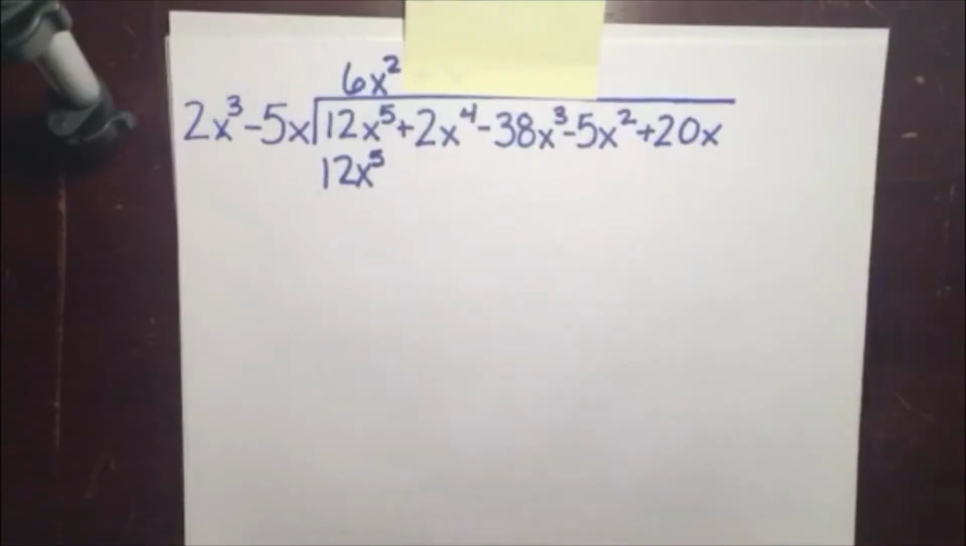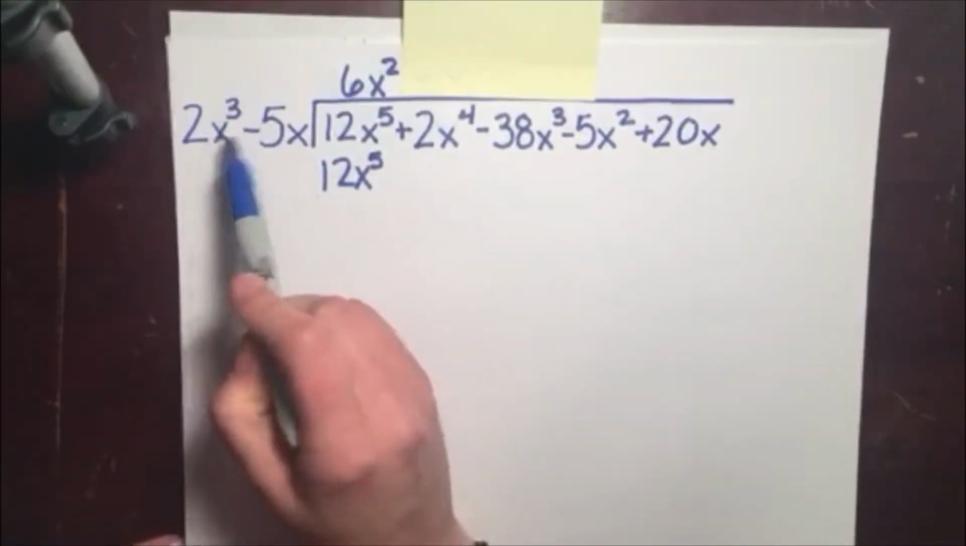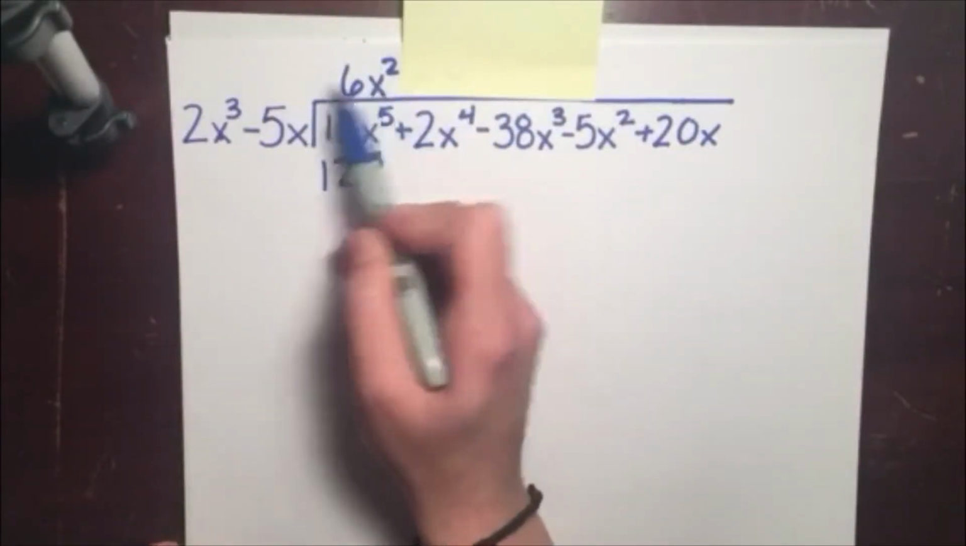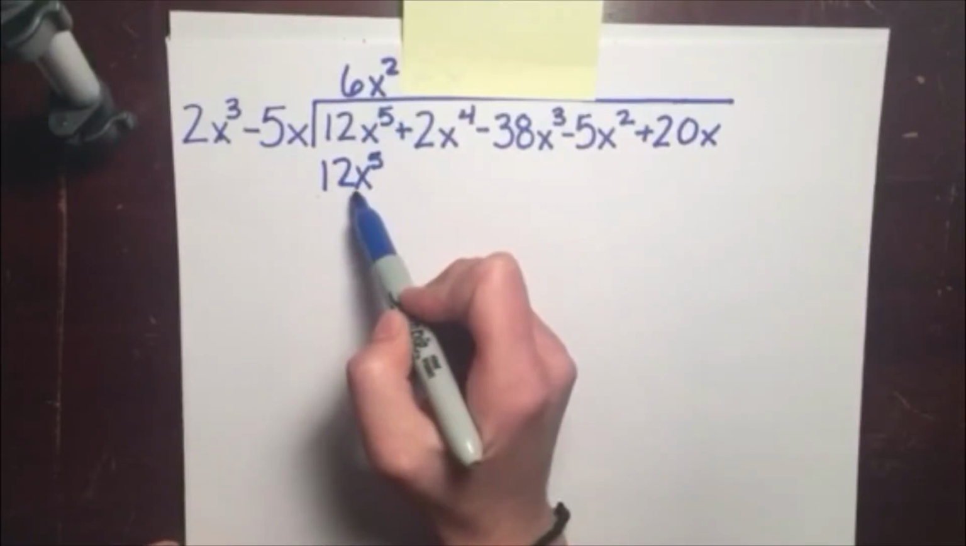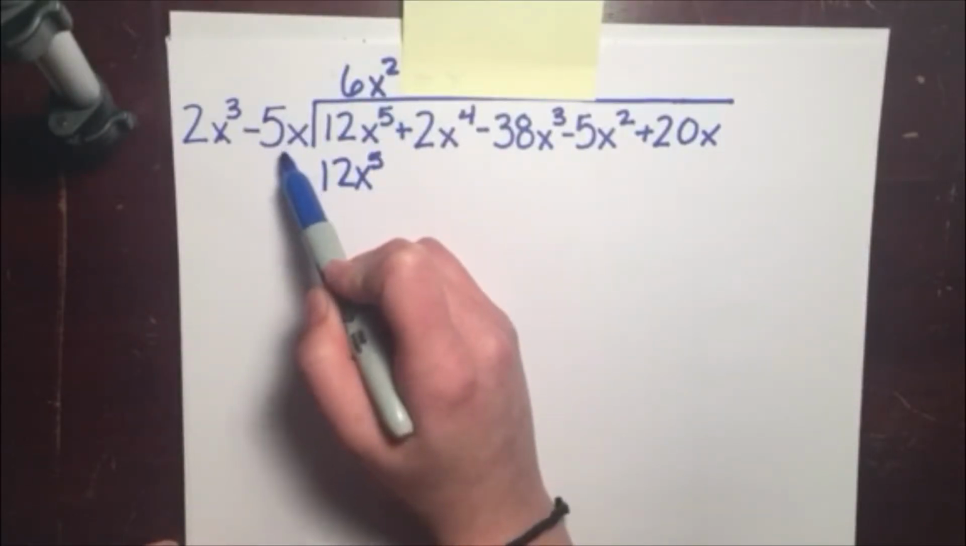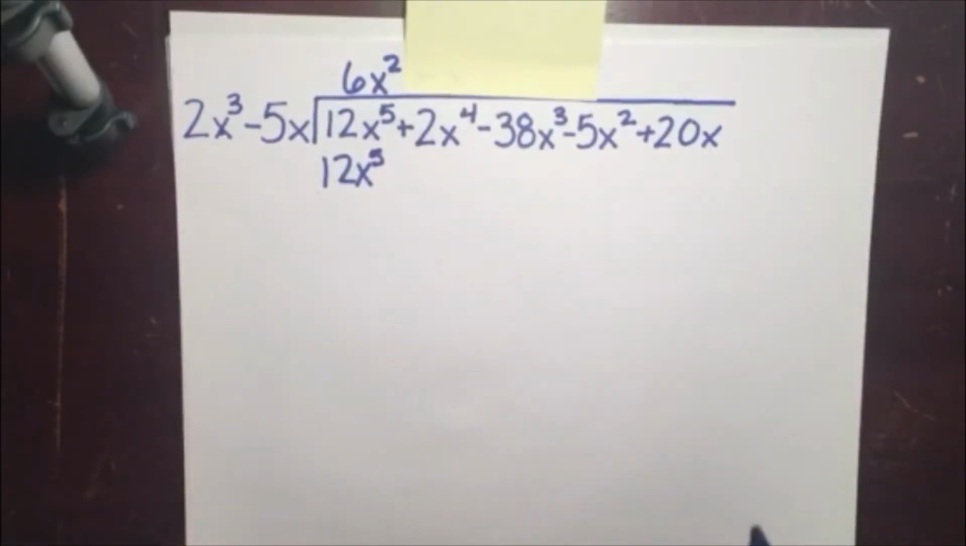All right, so we have this quotient here, and we're going to go ahead and do the same thing. We're going to ask ourselves, how many times can 2x cubed go into 12x to the 5th? That's 6x squared times, all right? So then we multiply these two, we get 12x to the 5th, and then we also need to multiply the 6x squared by negative 5x, and that's going to be negative 30x cubed.